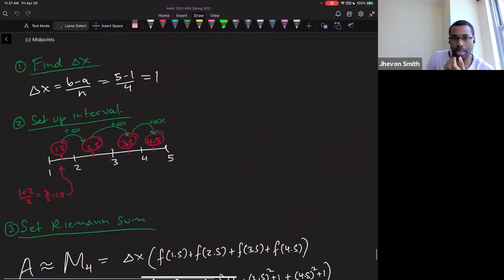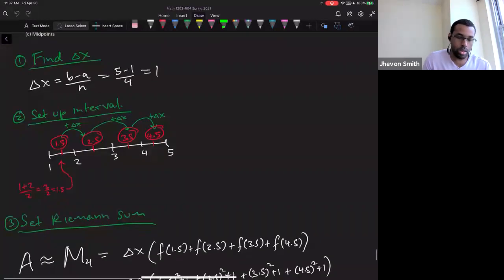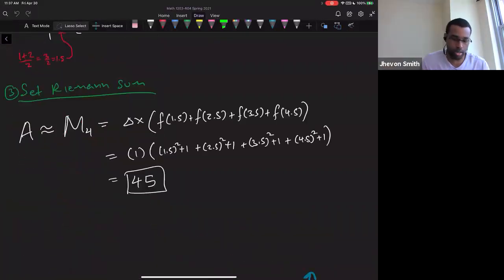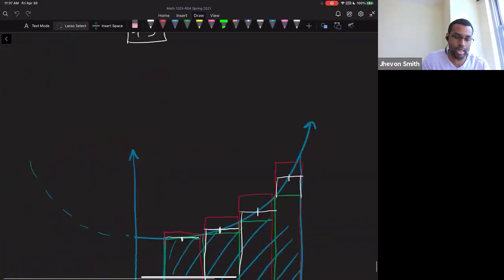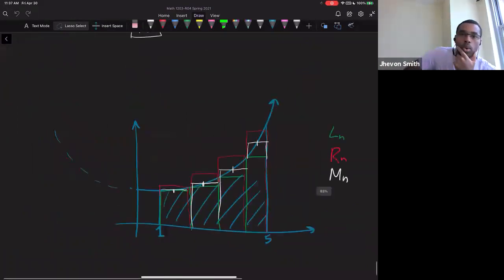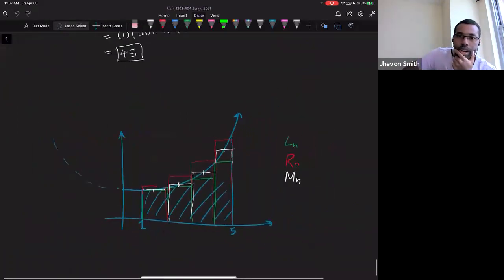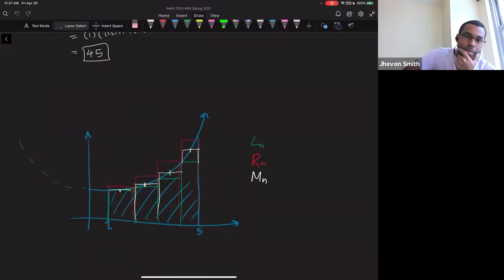Midpoints, same thing. Find your delta x, set up your interval. Here, you would first set up the interval as normal. Then you want to find the middle of each interval. You can do this by finding the average of the numbers at the endpoints for the first interval, and then repeatedly add delta x after that. And then you can plug that in and get an approximation. And in this case, we saw that the left-hand rule gave an underestimate, the right-hand rule gave an overestimate, and the midpoint rule kind of tried to temper in between them.